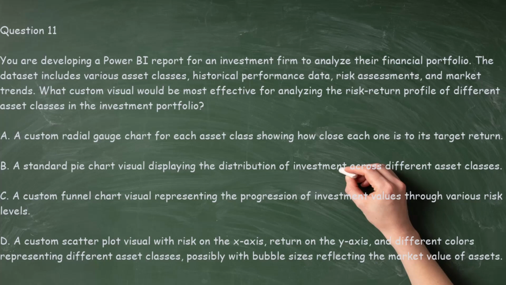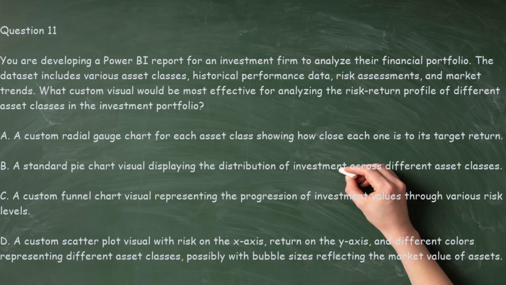The dataset includes various asset classes, historical performance data, risk assessments, and market trends. What custom visual would be most effective for analyzing the risk-return profile of different asset classes in the investment portfolio? A. A custom radial gauge chart for each asset class showing how close each one is to its target return. B. A standard pie chart visual displaying the distribution of investment across different asset classes. C. A custom funnel chart visual representing the progression of investment values through various risk levels.